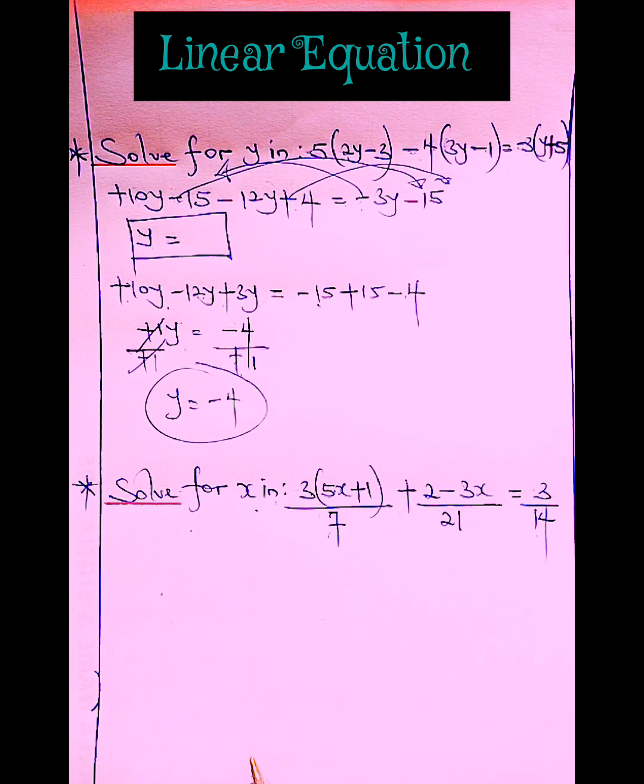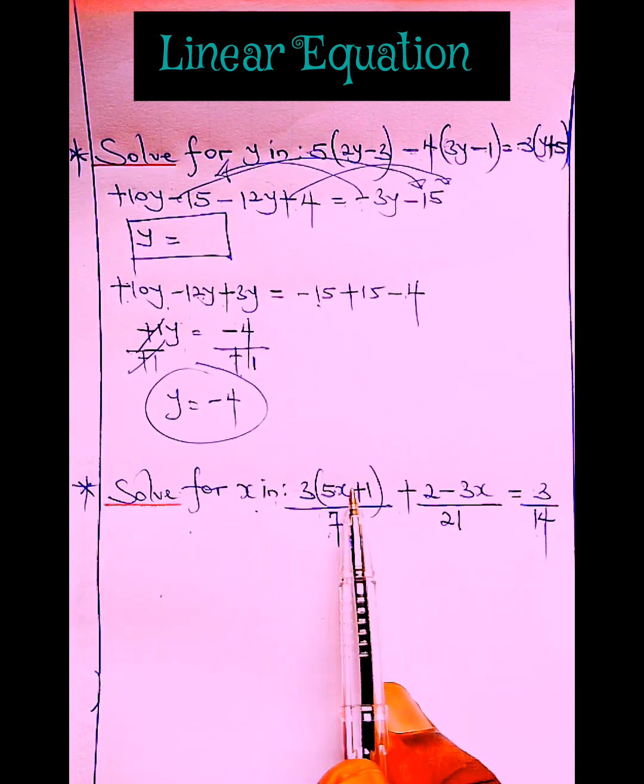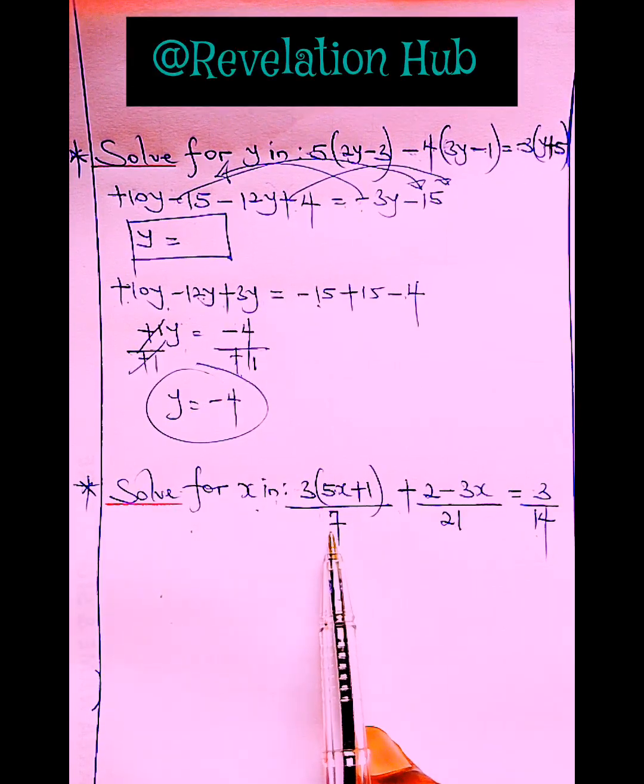So we are asked to solve for x. Now how do we solve for x here? Don't forget the first thing we have to do is to open up the bracket. This is clearly a linear equation. As you can see, it's a linear equation. The highest power on the unknown is plus 1. So the first thing we have to do is to open up the bracket.